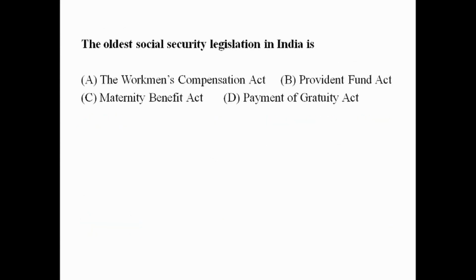Next question. The oldest social security legislation in India is option A, the Workmen's Compensation Act. Option B, Provident Fund Act. Option C, Maternity Benefit Act. And option D, Payment of Gratuity Act. The question is, the oldest social security legislation in India is? The answer is option A, that is, the Workmen's Compensation Act.